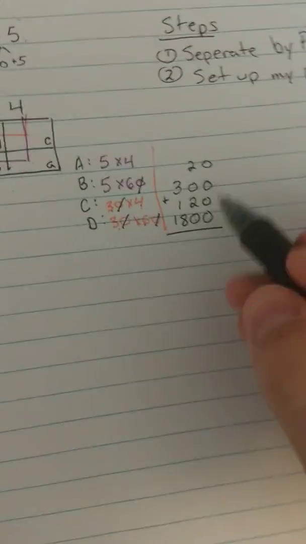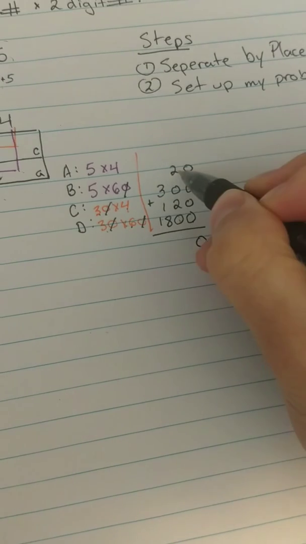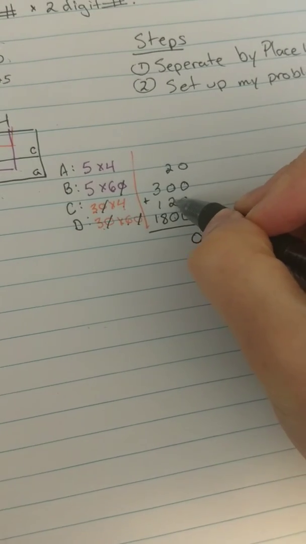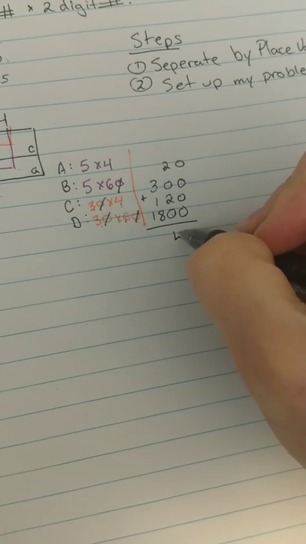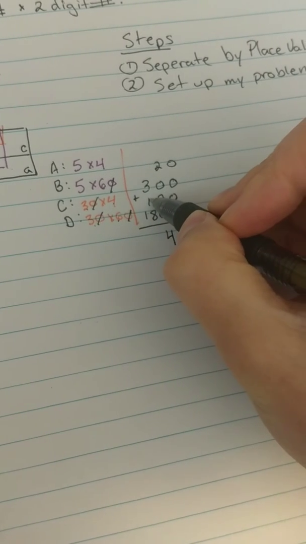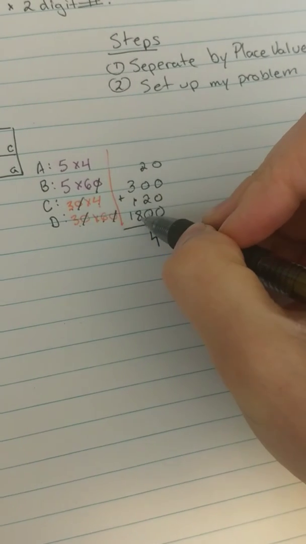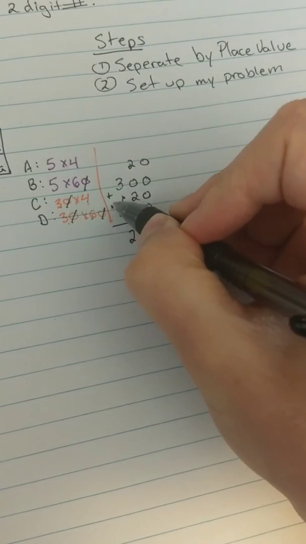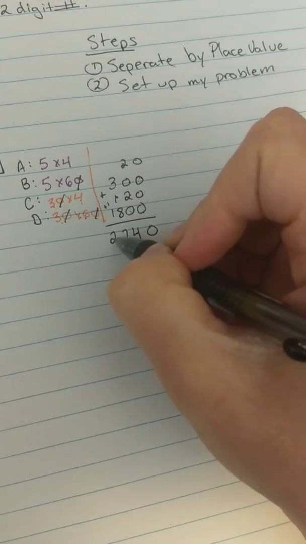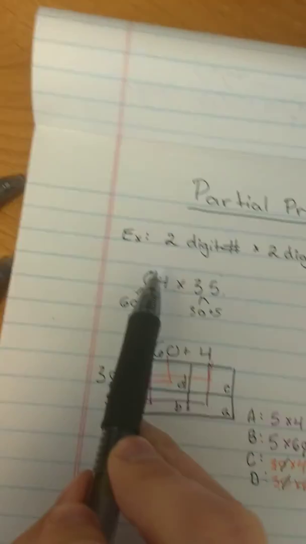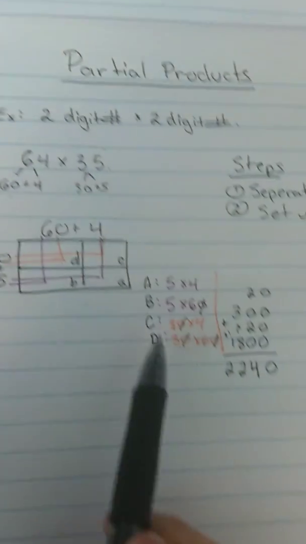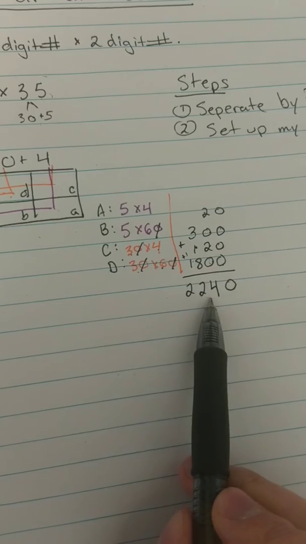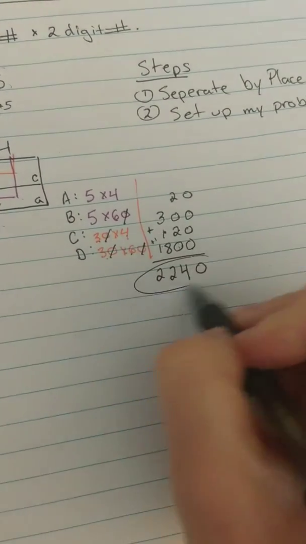0 plus 0 plus 0 plus 0 is 0. 2 plus 0 plus 2 plus 0 is 4. 3 plus 1 is 4. 4 plus 8 is 12. I need to carry my 1, and 1 plus 1 is 2. That tells me that 64 times 35 is 2,240.